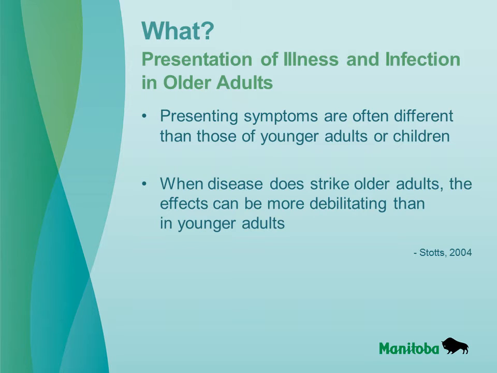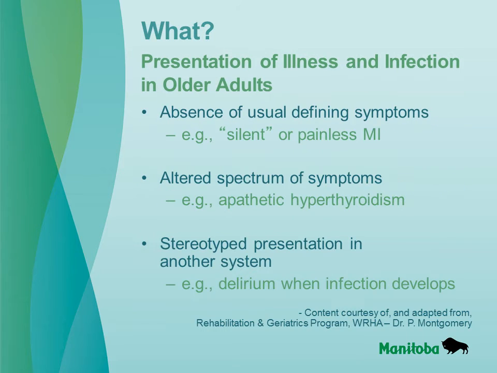Of significance also is the fact that when disease does strike older adults, the effects can be much more debilitating than that in younger adults. Older adults with acute illness may present with an absence of the usual defining symptoms. An example of this is a painless or silent heart attack, myocardial infarction.